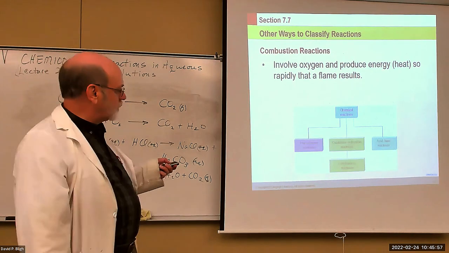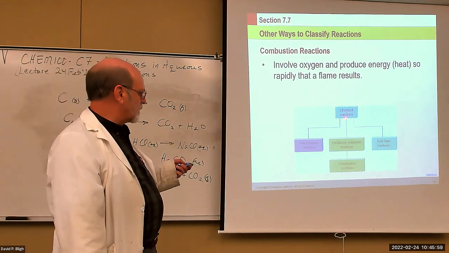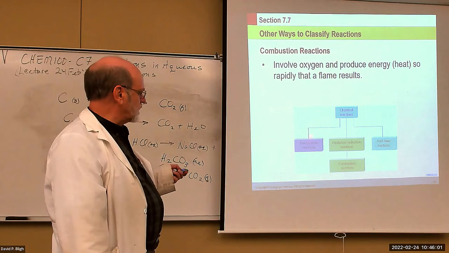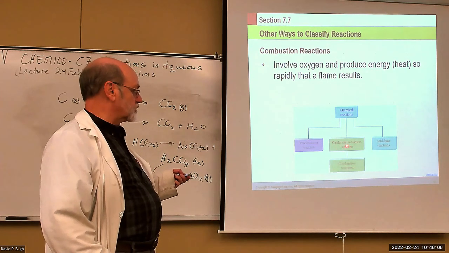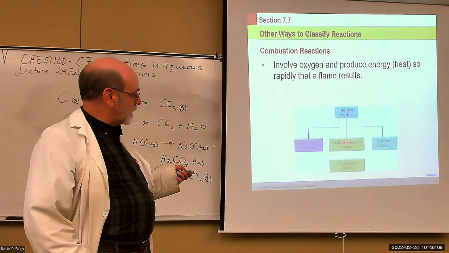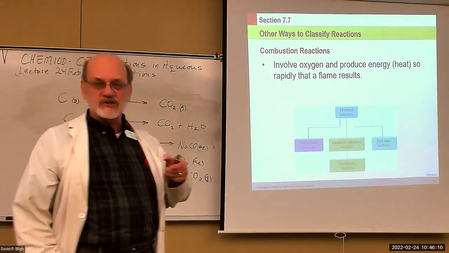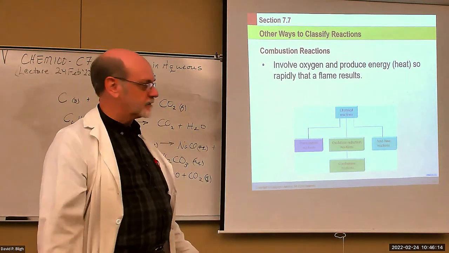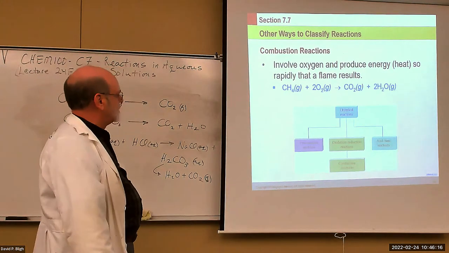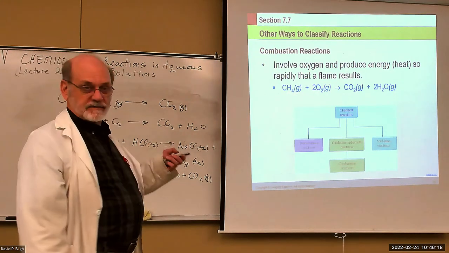So if we follow this chart, our chemical reactions can either be precipitation reaction, acid-base reaction, or oxidation reduction that we've discussed. And then a subclass of oxidation reduction is combustion, where you have oxygen as a reactant. Here we've got methane and oxygen.